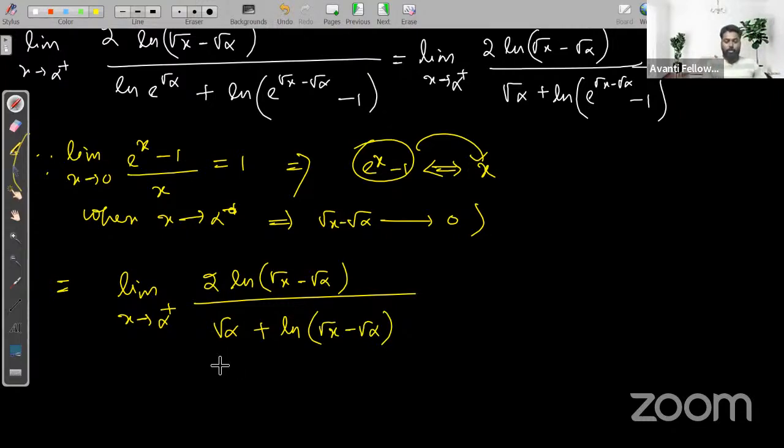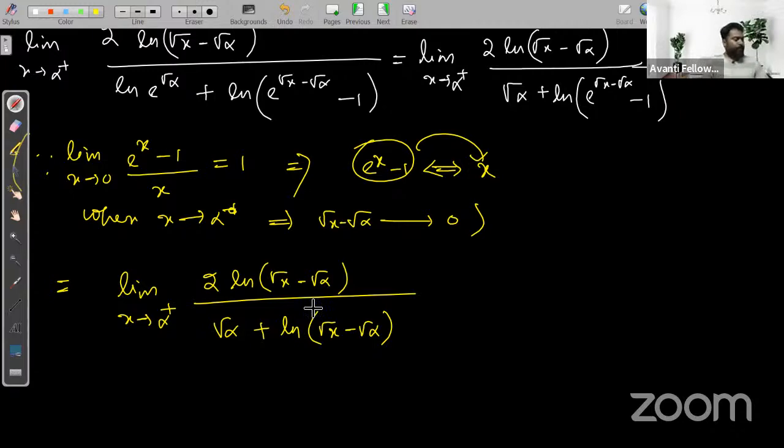Okay, so now see, if you use x tending to alpha plus here also, what are you getting actually? ln of 0 by ln of 0, that is minus infinity by infinity, or infinity by infinity form we are getting here.